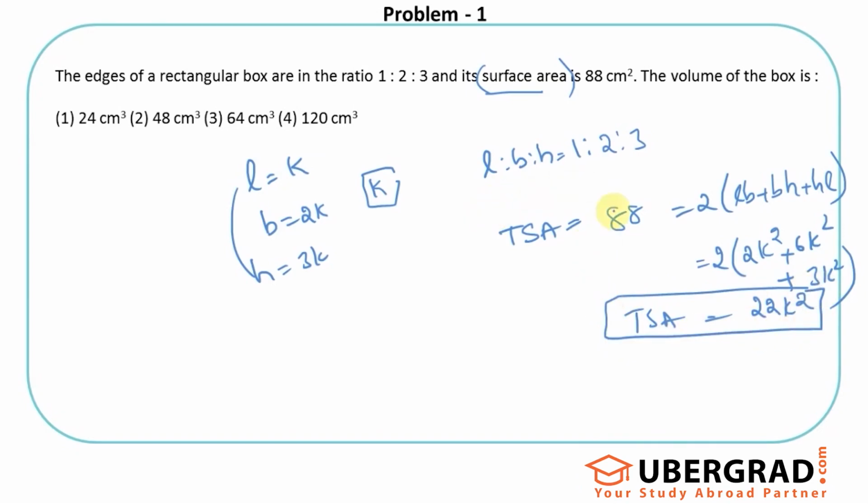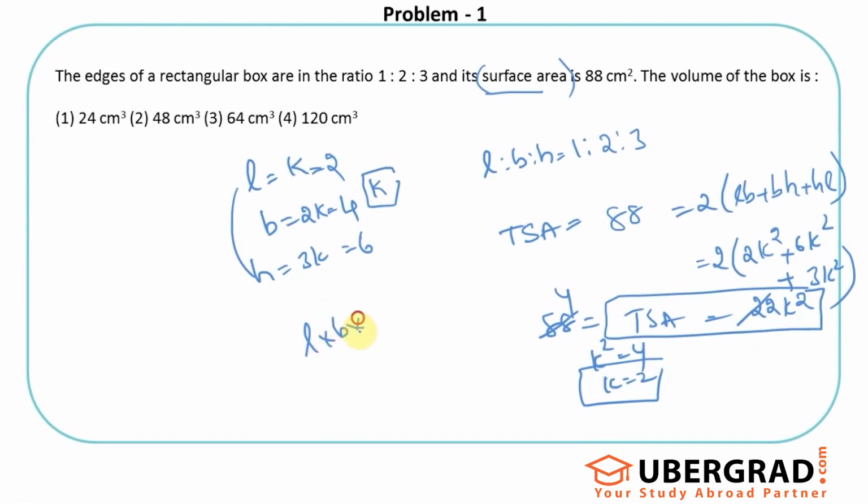Right, now I know that, and the total surface area is given as 88. So 22 1s are 22, 22 4s are 88, so K square is 4, K is 2. Once I know K is 2, I know L is K, that's 2, B is 2K, that's 4, and H is 3K, that's 6. So what is the volume? L into B into H is the volume of the room or the cuboid or box. So 2 into 4 into 6, that is 48 centimeter cube. That's the answer for this.